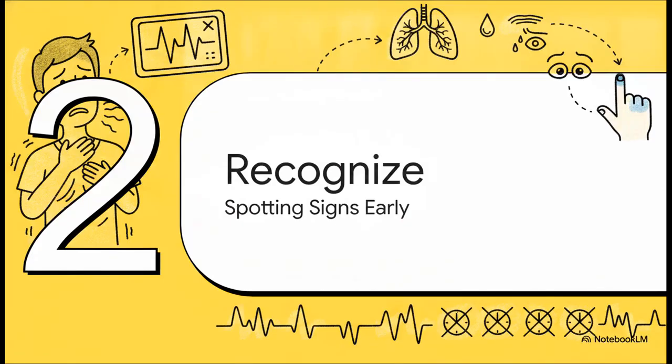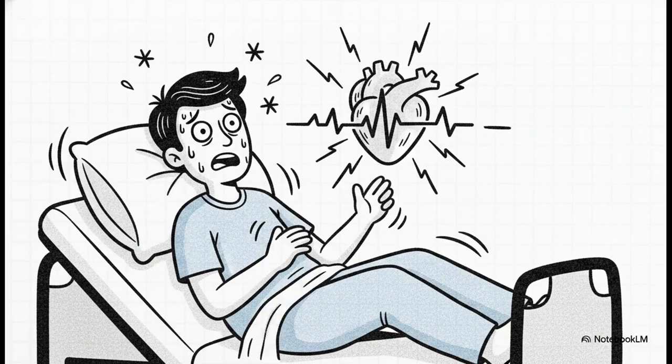Section 2. Recognize, spotting the signs early. Because remember, we don't just treat monitors, we treat patients. So what are you actually going to see? All right, this brings us to a massive must-know concept. When a patient is starved for oxygen, the brain is the very first organ to complain. Our early signs of hypoxia form the acronym RAT: restless, anxious, and tachycardic.